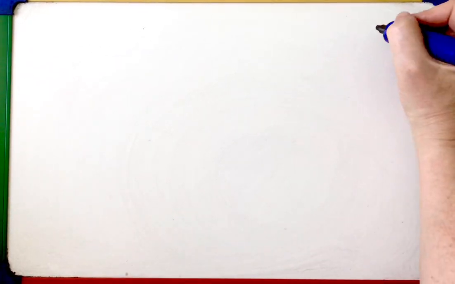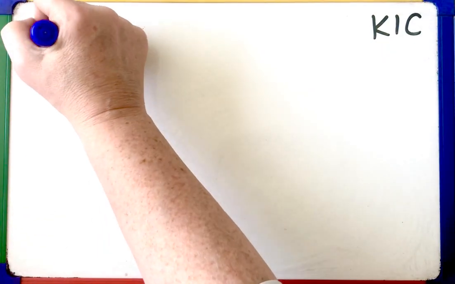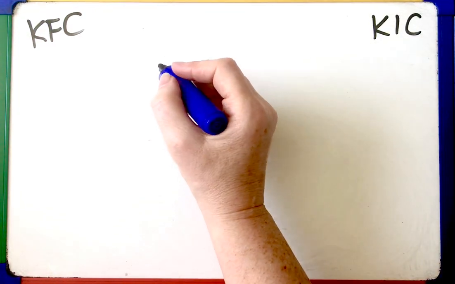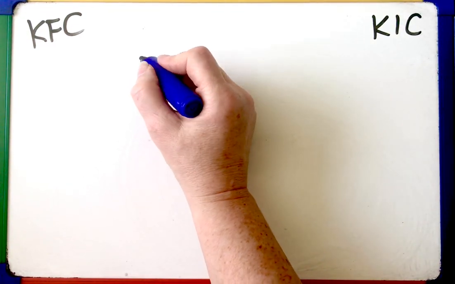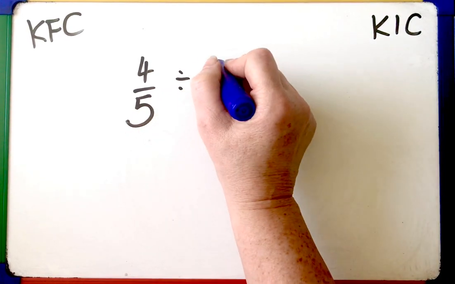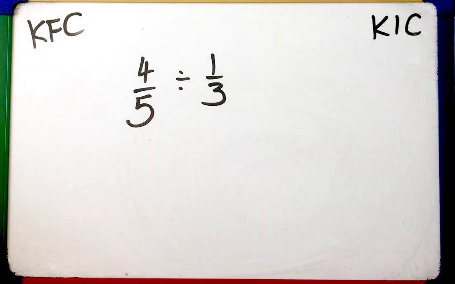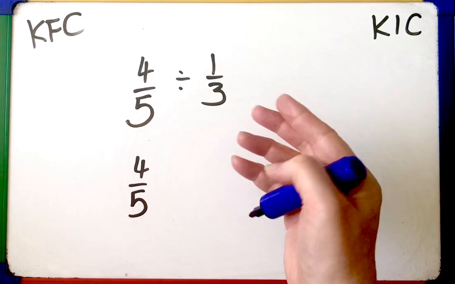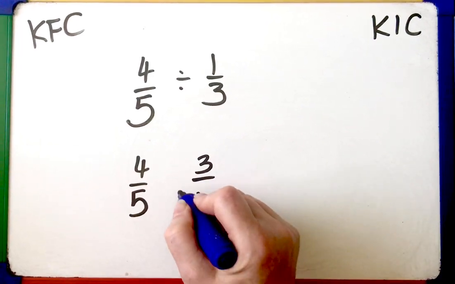So whether you prefer to kick it or KFC, doesn't matter. But let's have a look. We're going to have 4/5 divided by 1/3. How many thirds go into 4/5? So we keep it, flip it, invert it, change it.